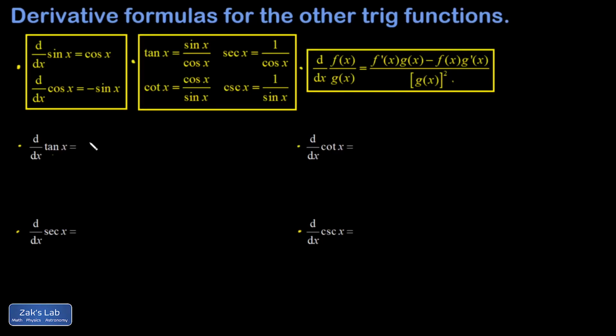So let's get started. The tangent is just sine over cosine. When I differentiate, I have to apply the quotient rule. So I differentiate the numerator. Sine differentiates to cosine. I leave the denominator alone. That gives me another factor of cosine. Then I subtract the numerator left alone times the derivative of the denominator, which is negative sine. And divide by the denominator squared.